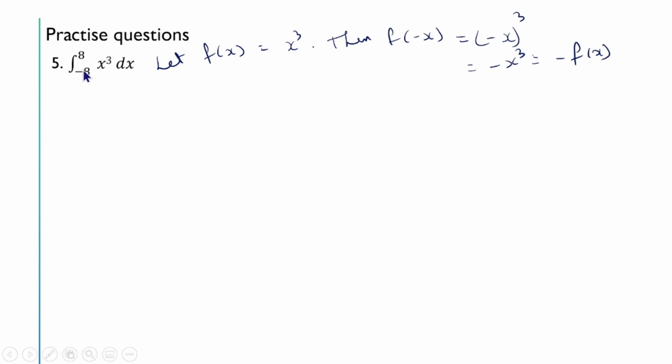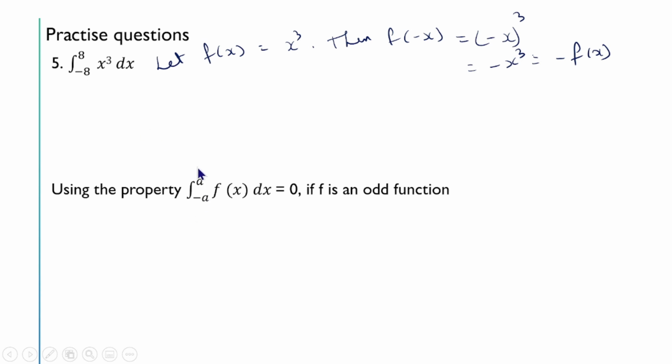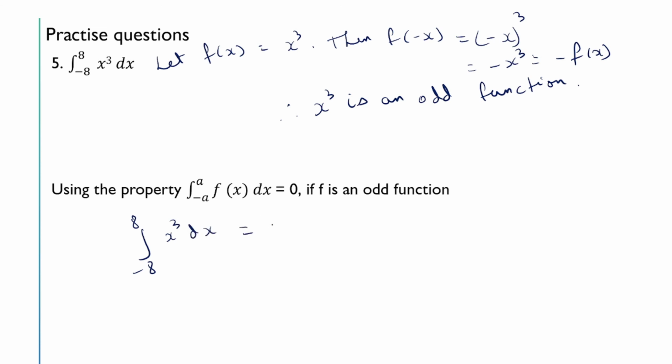So here integral minus 8 to 8 x cube dx can be calculated using the property integral minus a to a f of x dx equal to 0 if f is an odd function. Here we got f of minus x is equal to minus f of x. Therefore, x cube is an odd function. So using this property, we can see that integral minus 8 to 8 x cube dx equal to 0.